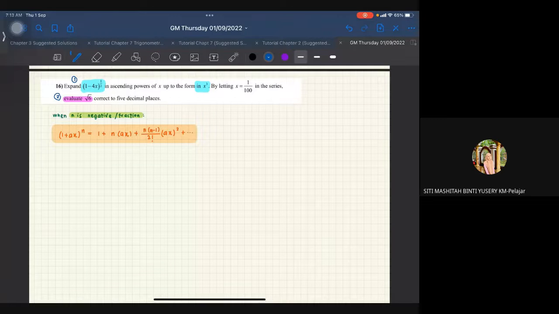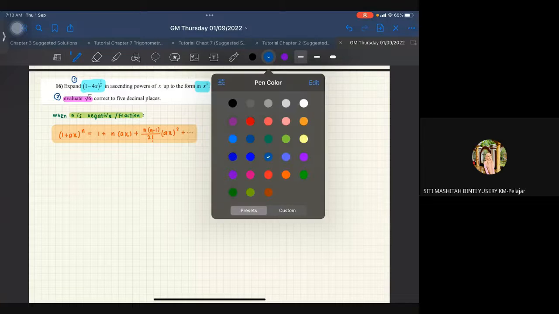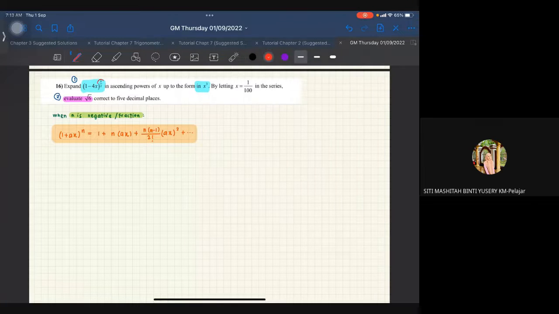Okay, so tengok dulu dekat soalan kita sekarang ni, dia punya power adalah 1 over 2. Dekat atas ni. Sekejap. This one, our power is 1 over 2. So bila power kita 1 over 2, memang ini adalah formula yang kita akan guna. When n is a negative ataupun a fraction.